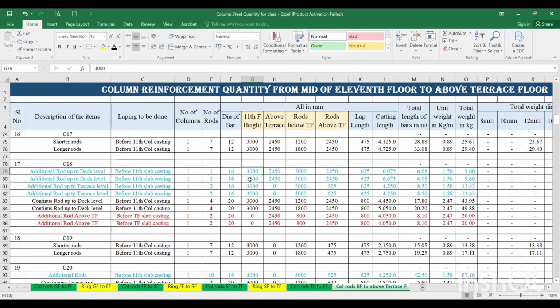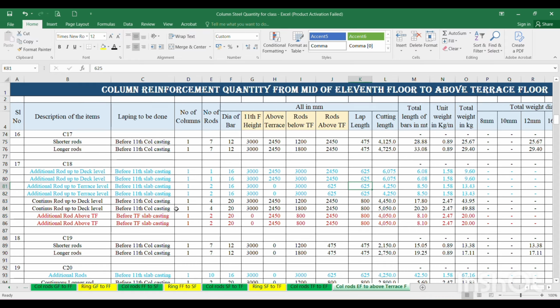That's why the 11th floor height is also added, and above terrace floor level also added, and the full height has to be taken for the 11th floor, and full height has to be taken for the above terrace floor, and 1 lap length. And the remaining 4 number is there, no. For those 4 numbers we have to take the 11th floor height. This rod is not going above the terrace floor, because the terrace floor height is 0, and the full height has to be taken for the 11th floor, and this is the lap length, and this is the LD for the below slab, and this is the LD for the above slab.